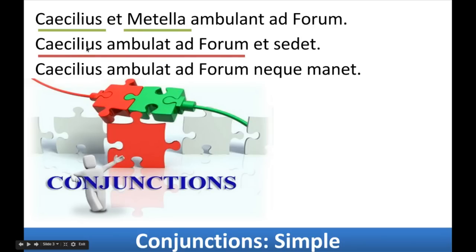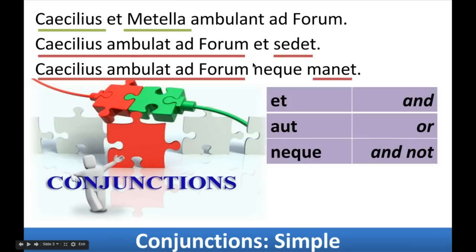So we have here a clause and another clause being conjoined. You mean a clause is just a verb? Yes, just a verb and everything with it. So there are two clauses that are being conjoined by the et. How about here with the neque? Same ideas. So the conjunctions you need to learn right now are et, aut, or neque.